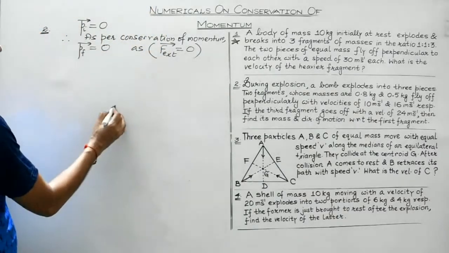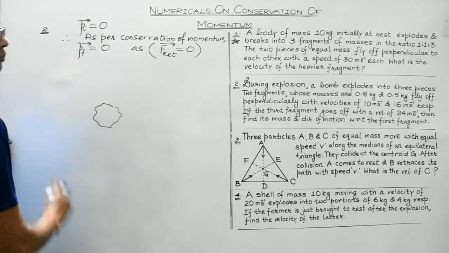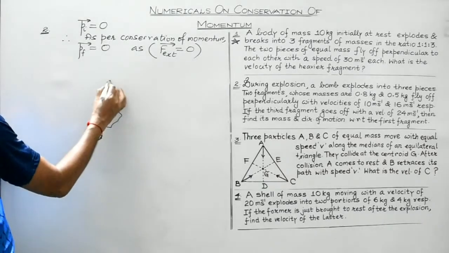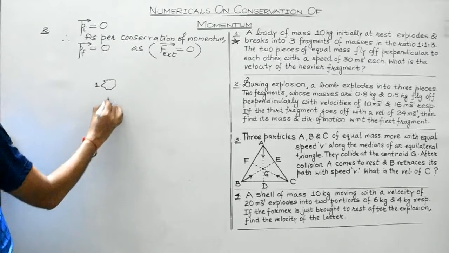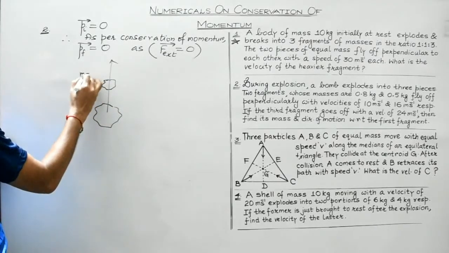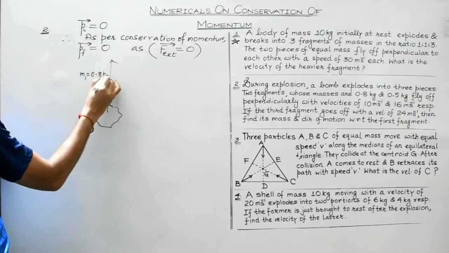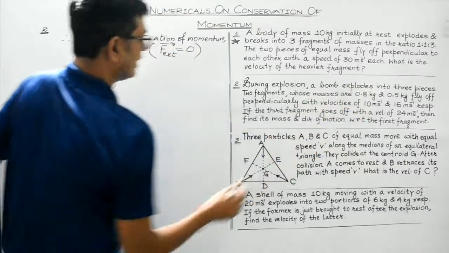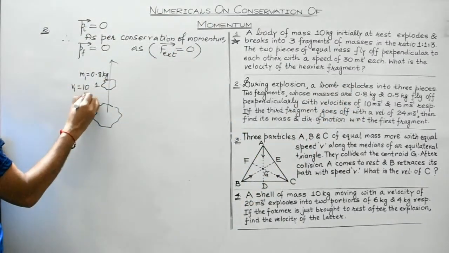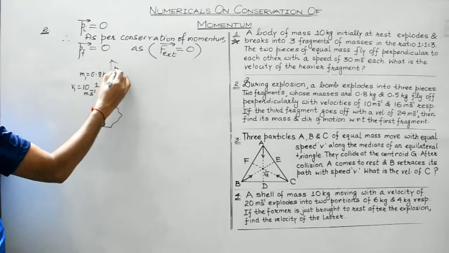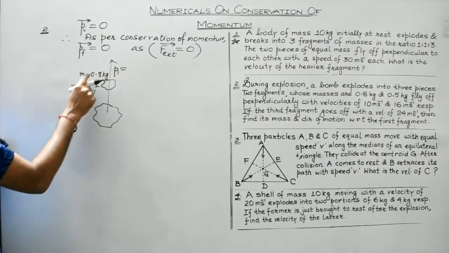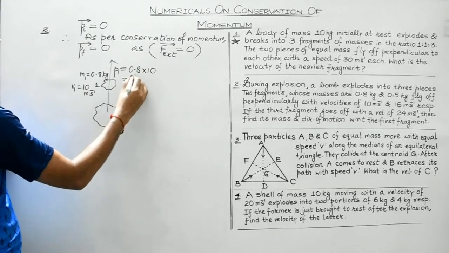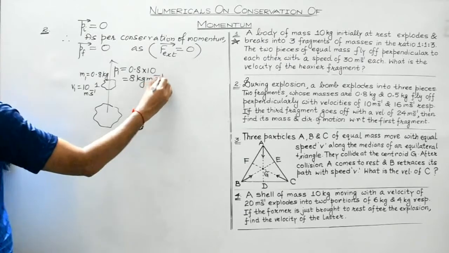Now, this is a bomb, suppose. It explodes into 3 fragments whose masses are 0.8 kg, 0.5 kg. Suppose this is the first fragment. Its mass is 0.8 kg and its velocity is 10 meter per second. So students, what will be its momentum then? Momentum is mass into velocity, 0.8 multiplied by 10. That would be 8 kg meter per second.